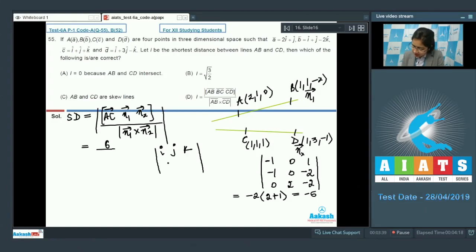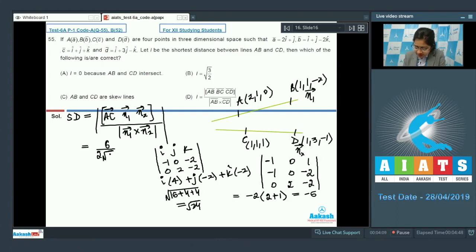the cross product of (minus 1, 0, minus 2) and (0, 2, minus 2). So that will be i cap into 4 plus j cap into minus 2 plus k cap into minus 2. So its modulus will be under root of 16 plus 4 plus 4, that is equal to under root 24, that is 2 times root 6. So that is equal to 6 upon 2 root 6, that is root 6 upon 2, that is equal to root of 3 upon 2.